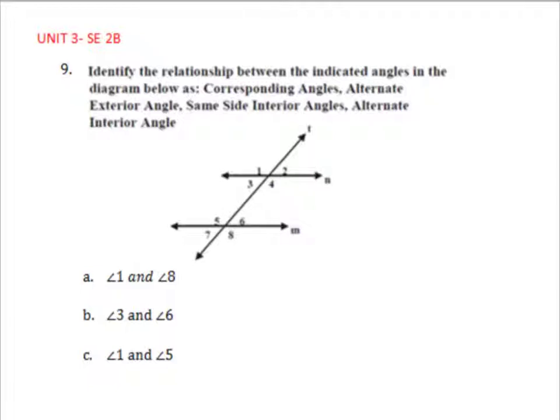Identify the relationship between the indicated angles. So angle 1 and angle 8. Those are outside. Here's our exterior, remember? Exterior. And then this middle part would be our interior. And then same side means they're on the same side of this transversal line. So you need to ask yourself, are they both exterior? Yes, they are. Are they both on the same side or are they on opposite sides? And these are on opposite sides, so that would be alternate exterior angles.